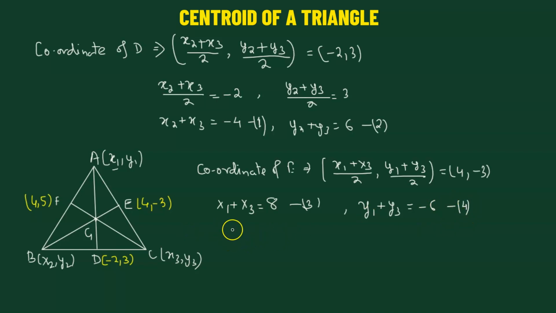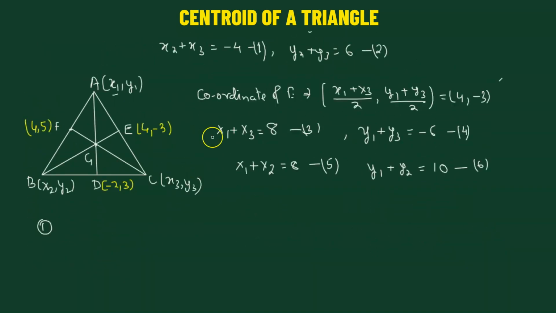Similarly, by using the coordinate of point F, we will get the other equations, which will be x1 plus x2 equals 8. And this is going to be equation number 5. And we have y1 plus y2, so that is going to be equal to 10. This is going to be equation number 6. You can verify that.